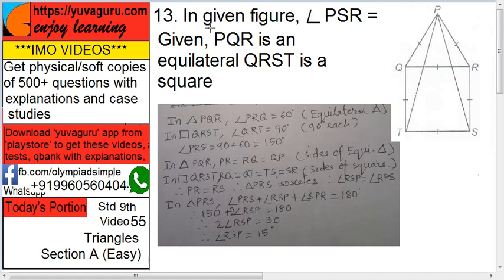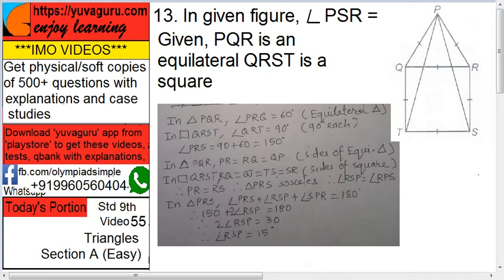In the given figure, angle PSR equals to, means we have to find angle PSR. What is given? PQR is an equilateral triangle and QRST is a square, means this is an equilateral and this is a square. We have to find angle PSR.